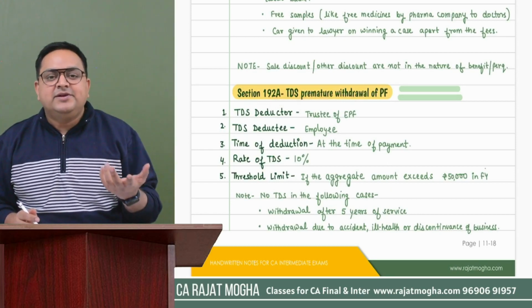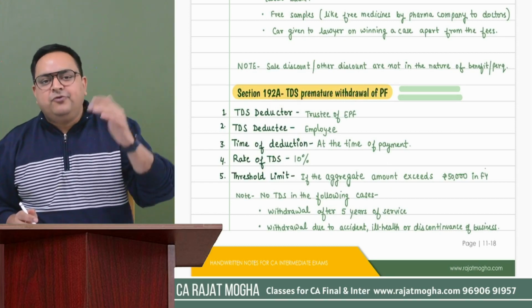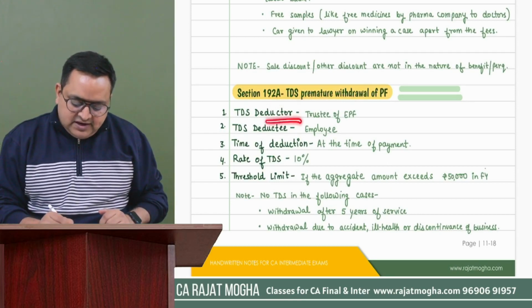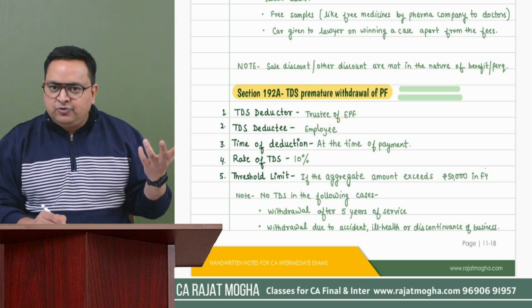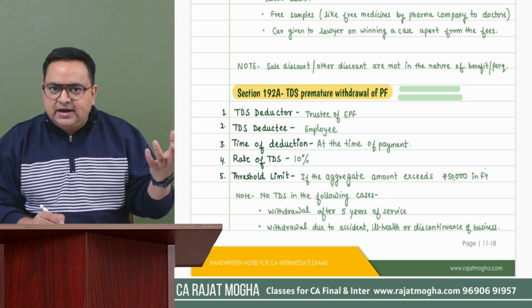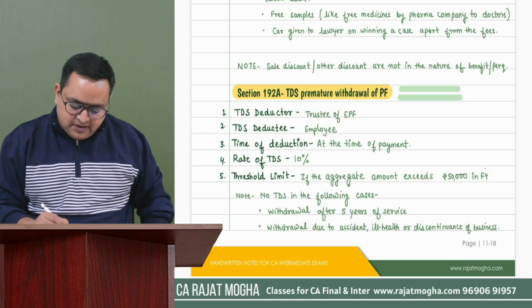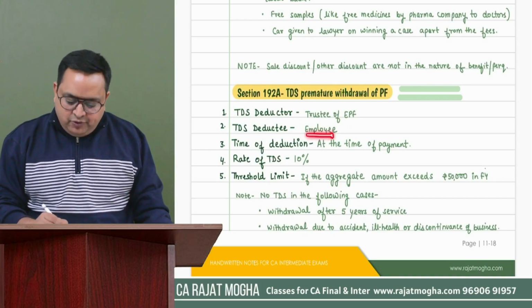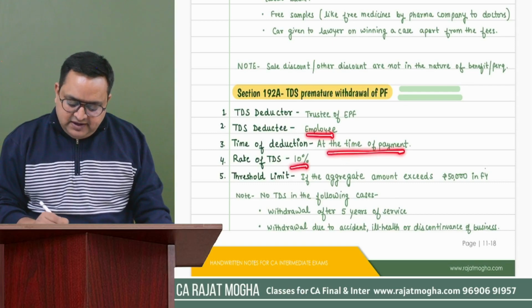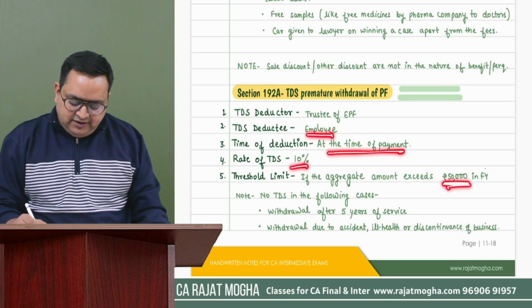Premature, why I'm saying premature? Because you are withdrawing it before 5 years. The TDS deductor would be the trustee of that employee provident fund, whosoever is maintaining that provident fund. Whenever they will be releasing the amount, they will be deducting TDS. TDS deductor is an employee. At the time of payment, 10% TDS if the aggregate amount is more than 50,000 rupees.